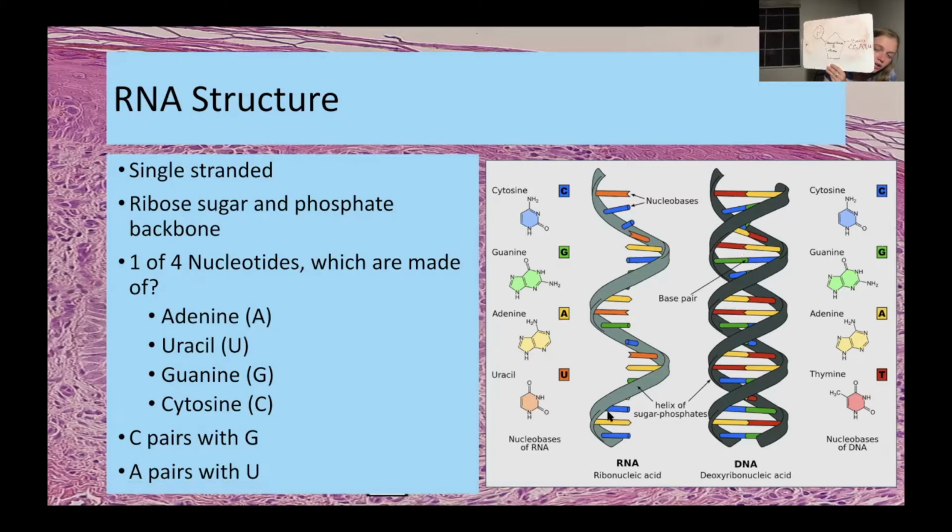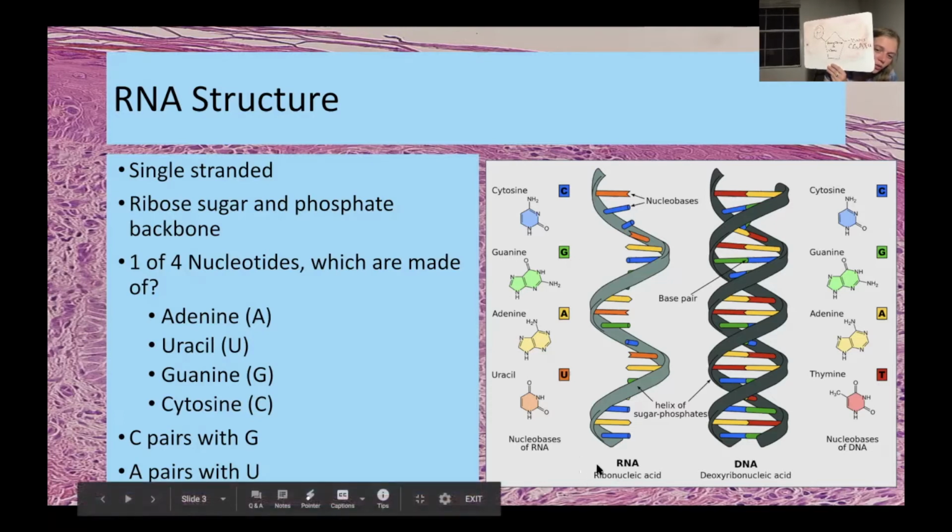If we look at RNA, it's a little bit different. It's not a double helix, it is just a single helix. It has a backbone that is still made of alternating phosphates and sugars, but this time we're going to use ribose sugar instead of deoxyribose. And we can see that's what the R in RNA stands for, ribonucleic acid.